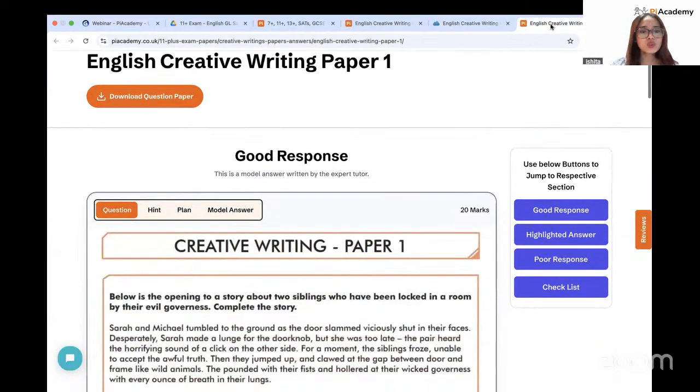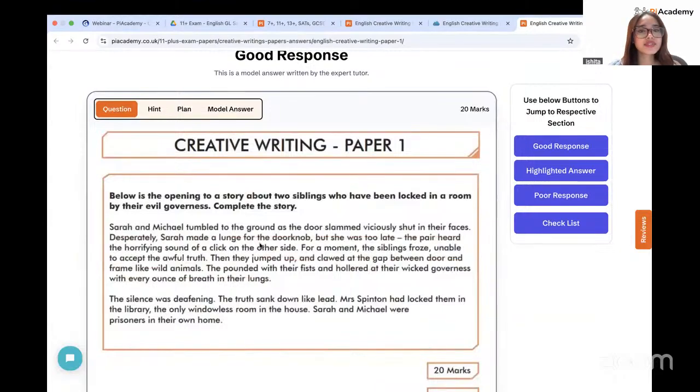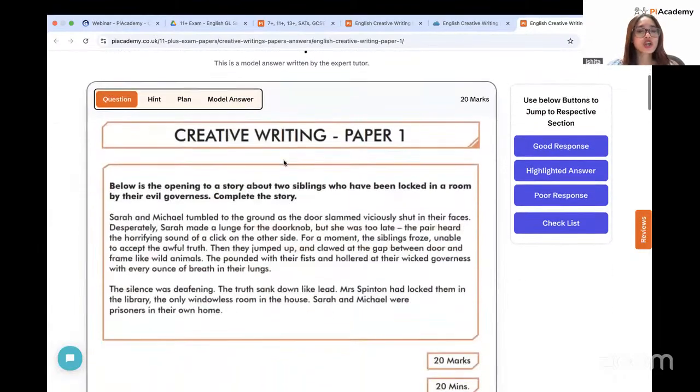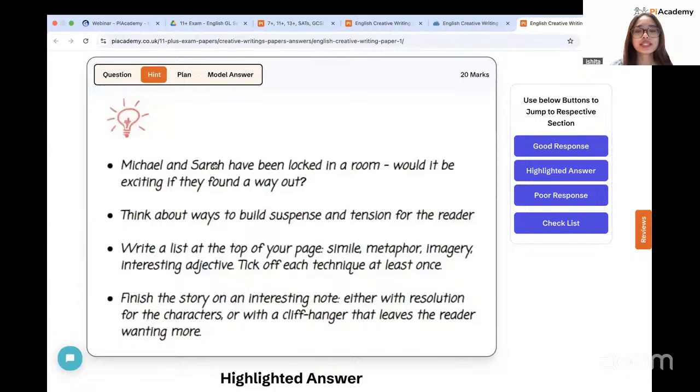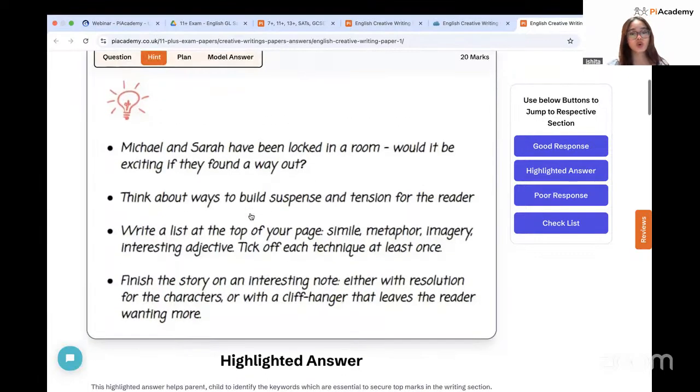Now, in order to check your child's answer, this is our answer page. So again, this is referring back to the question. If you're a parent, you can look back at the question. We've given a hint. So this is a really helpful hint that would help your child understand how to actually answer this creative writing style question.